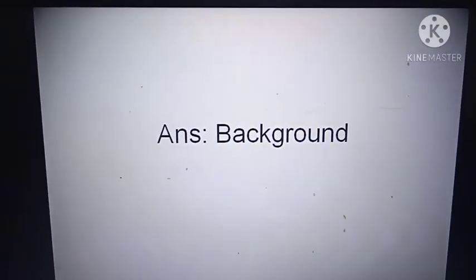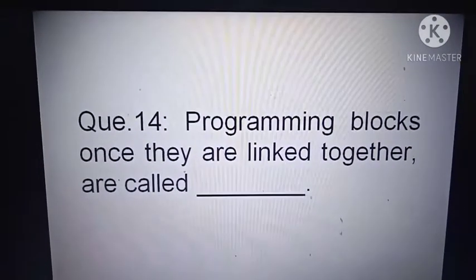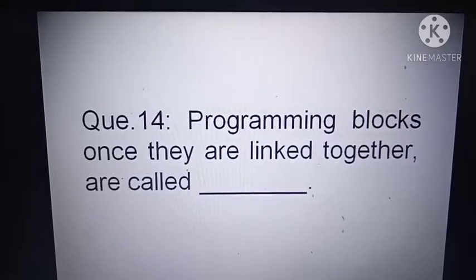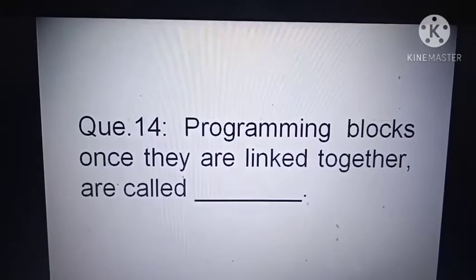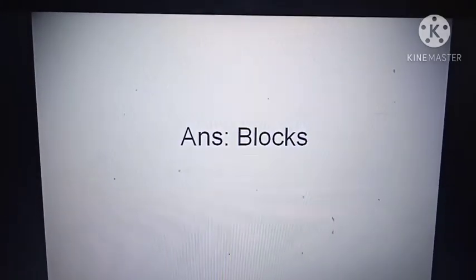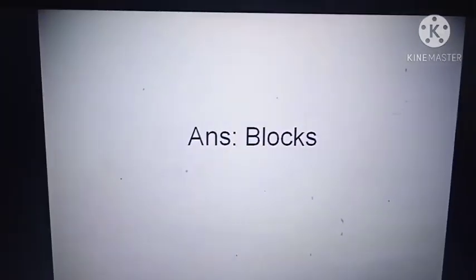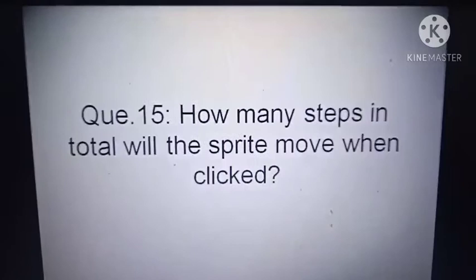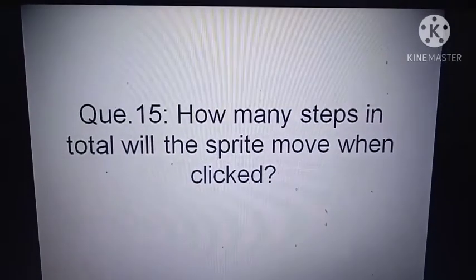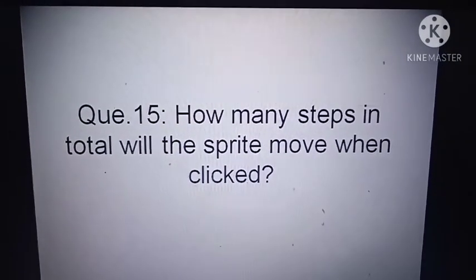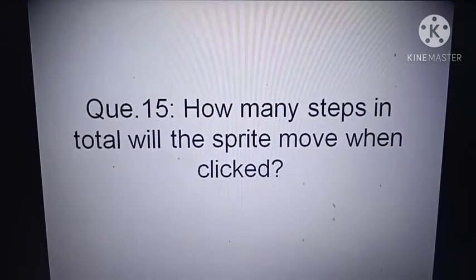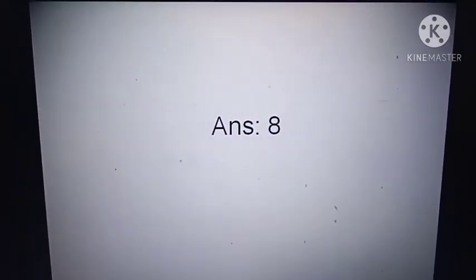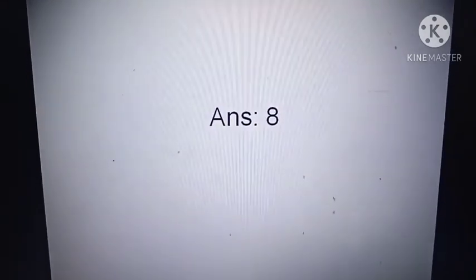Question number 14 is programming blocks, once they are linked together, are called blocks. The next question is, how many steps in total will the sprite move when clicked? The answer is 8 steps.